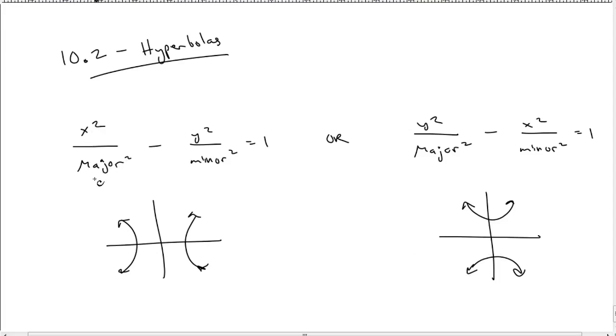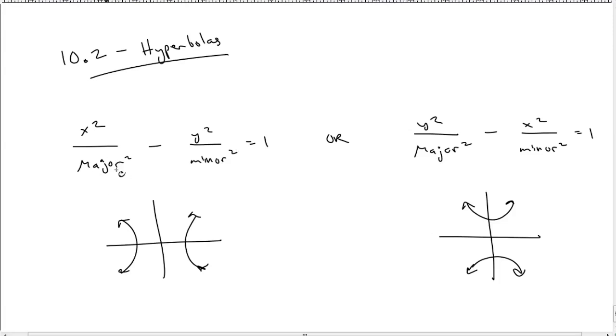We've got x squared over your major squared minus, that's the new thing, y squared over your minor squared equals 1, or y squared divided by major squared minus, again, x squared over minor squared equals 1. If you remember the ellipse formulas from 10.1, this is very similar, but there's always a minus sign between them. And that's the automatic way that you know that you're dealing with a hyperbola rather than an ellipse.